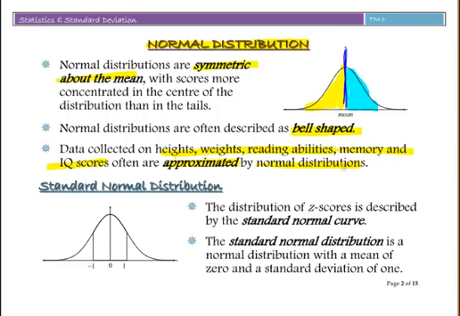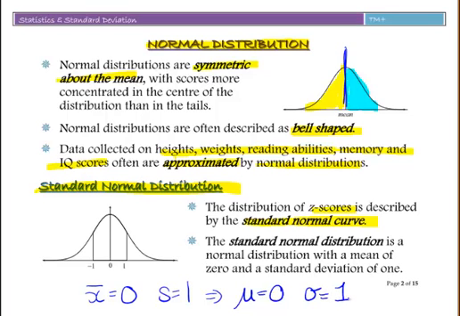Now, we were just talking about standard scores or z-scores. That leads to what we call a standard normal distribution. The distribution of z-scores is described by the standard normal curve. We remember that the standard normal curve has a mean of 0 and a standard deviation of 1. We would normally be talking about populations, so mean of 0, standard deviation of 1.